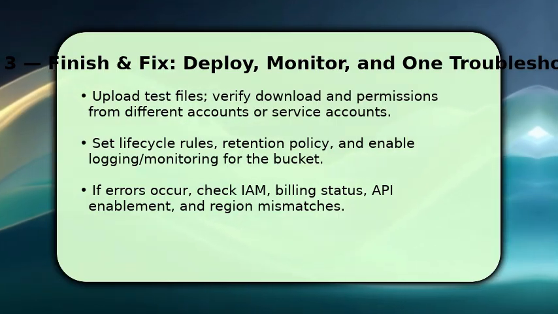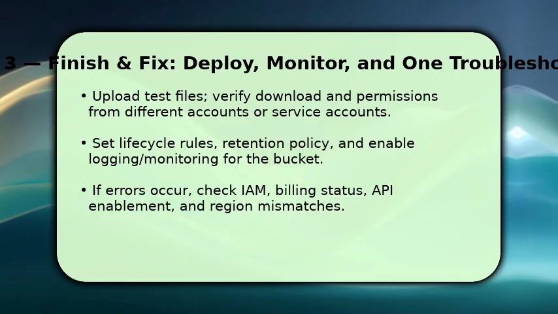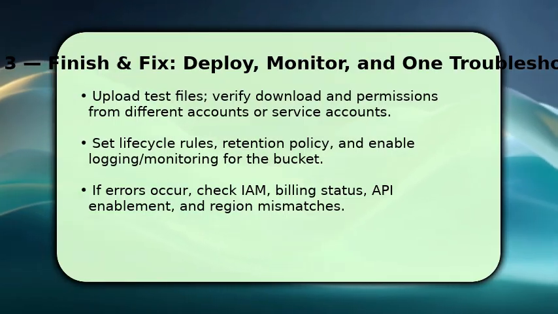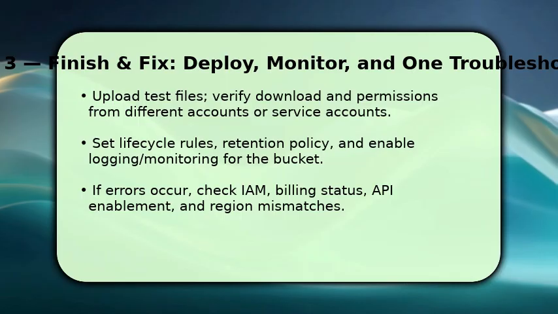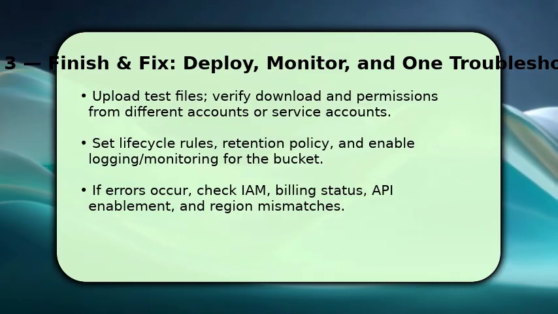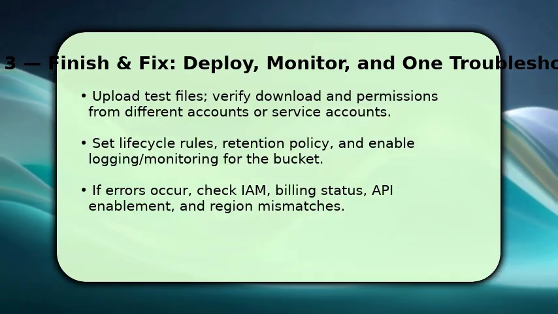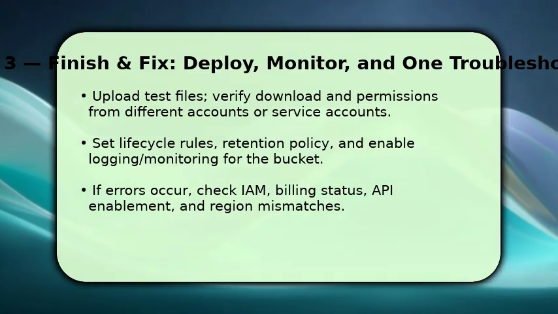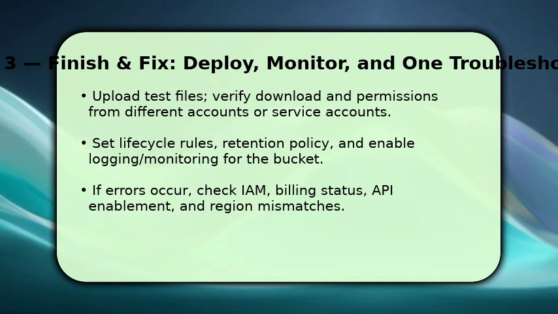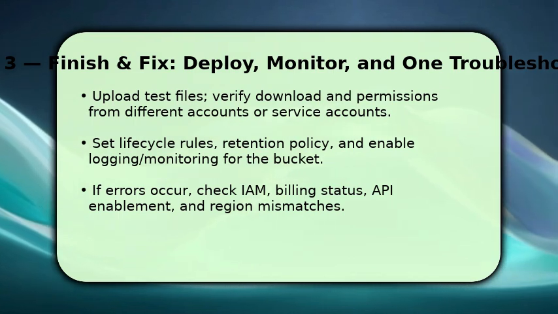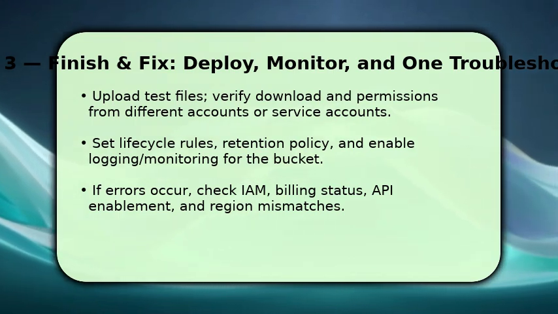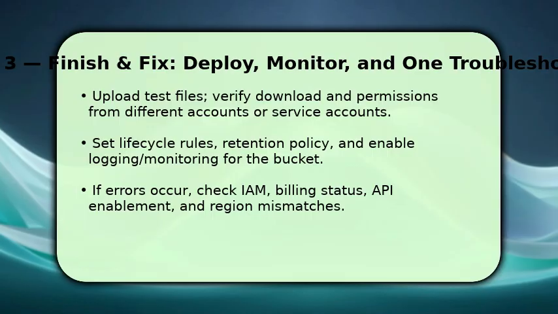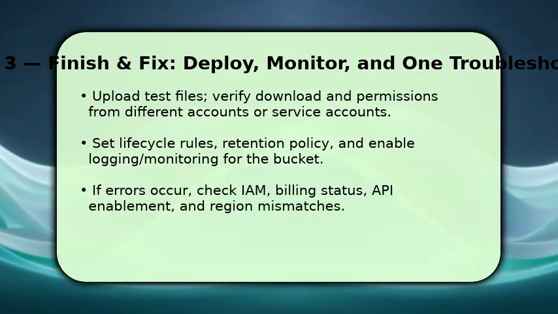Configure lifecycle rules and retention policies to control costs, and enable logging and monitoring so you can audit operations and performance. If something goes wrong, start troubleshooting by checking IAM permissions, ensuring billing is active, confirming the storage API is enabled, and verifying region or bucket name issues. If access still fails, test with a service account key to isolate user credential problems.